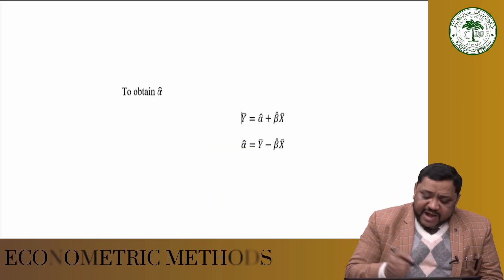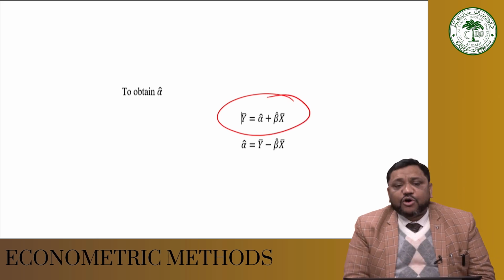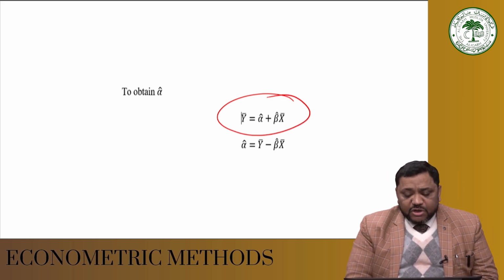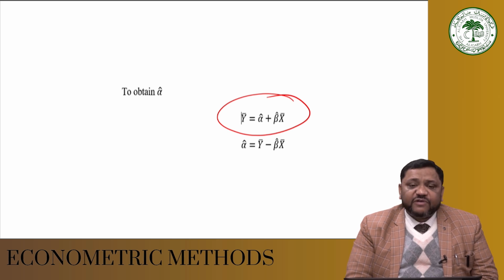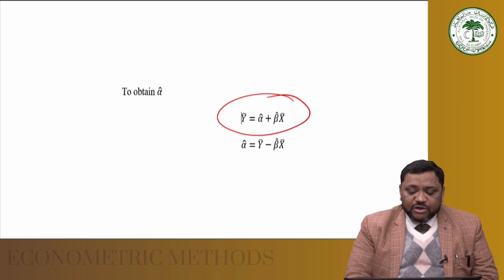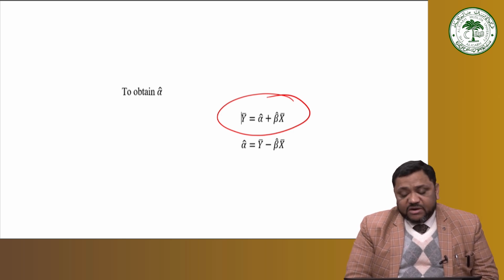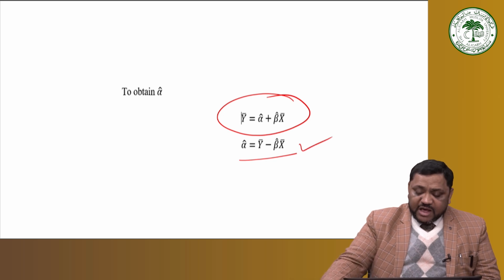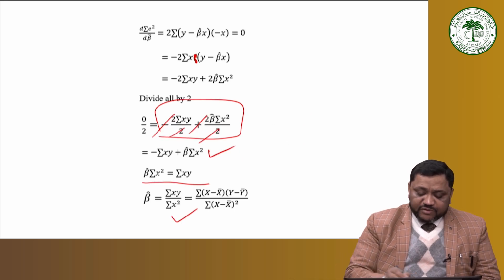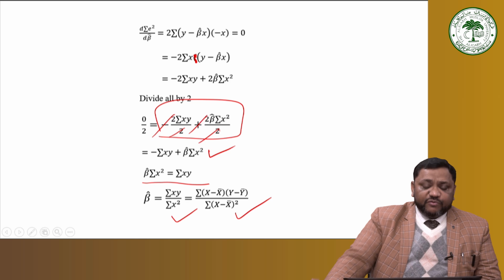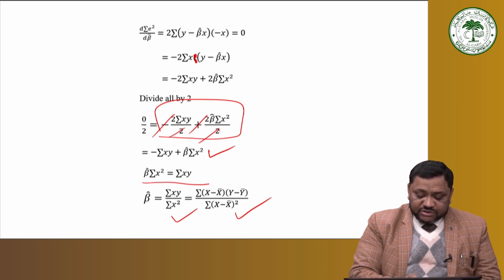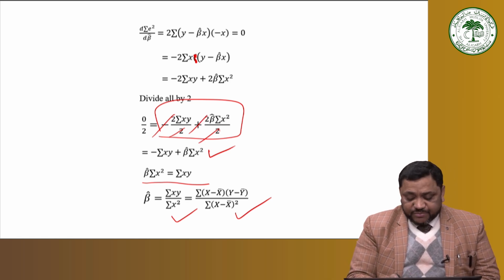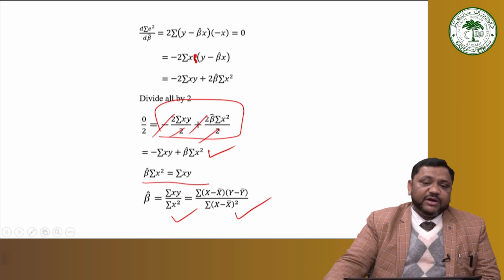Now our purpose is to obtain the value of alpha hat. So we have derived this equation earlier, y bar is equal to alpha hat plus beta hat x bar. So alpha hat is equal to y bar minus beta hat x bar. So this is the formula for alpha hat. You can use either this, if you want to use the small x, that is the deviation, or if you want to use the normal x and normal y, we get this formula.